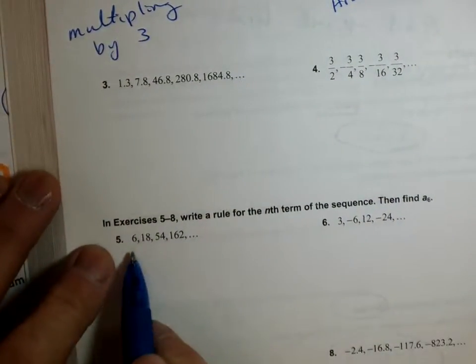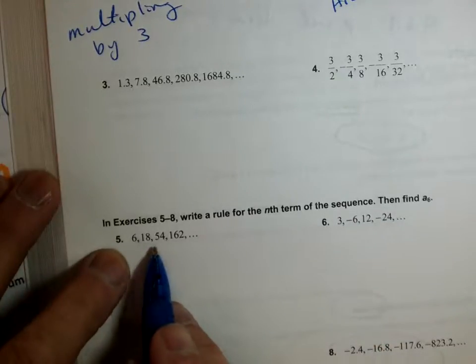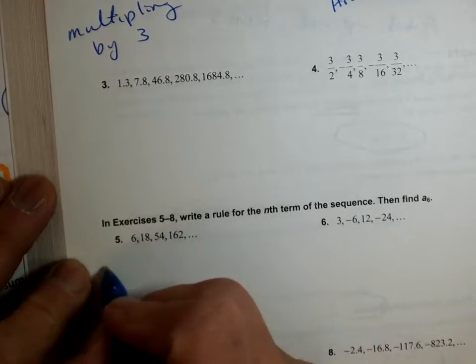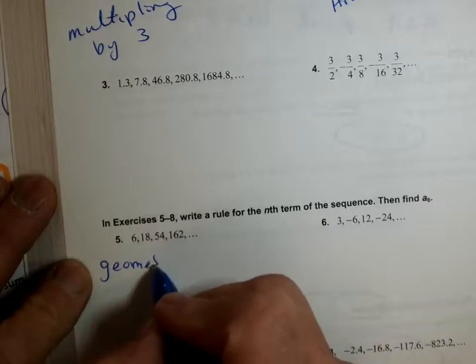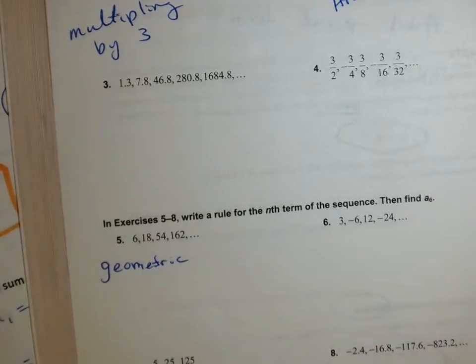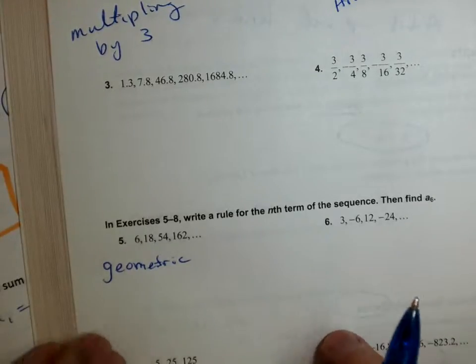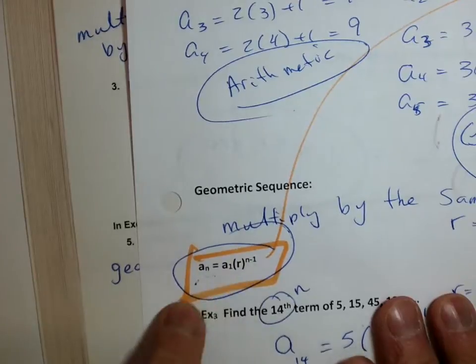Okay, so it sure looks like it is multiply by 3, multiply by 3, multiply by 3, and I can check it on my calculator. So I know that it's geometric. Okay, so we're going to think about it. We want to write a rule. If it's geometric, we need a formula. There's a formula. Okay, I'm going to use that formula right there.